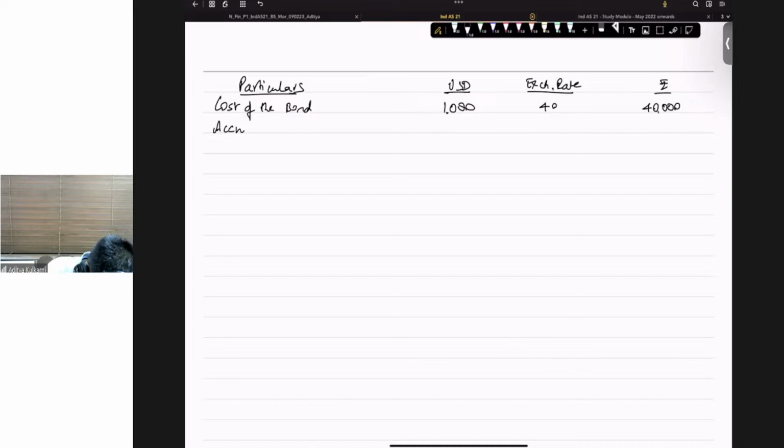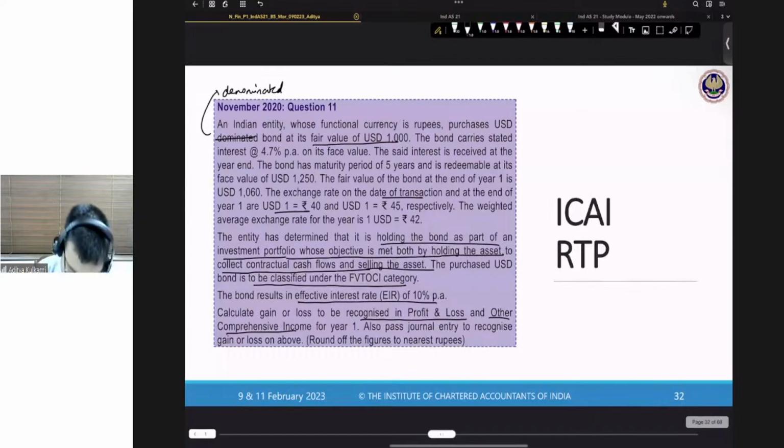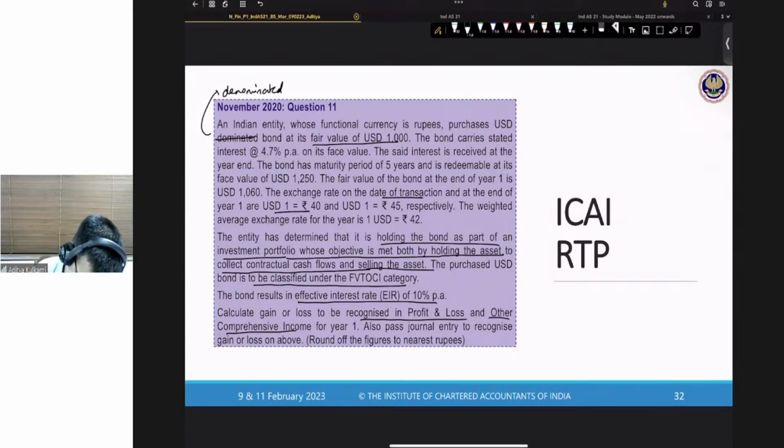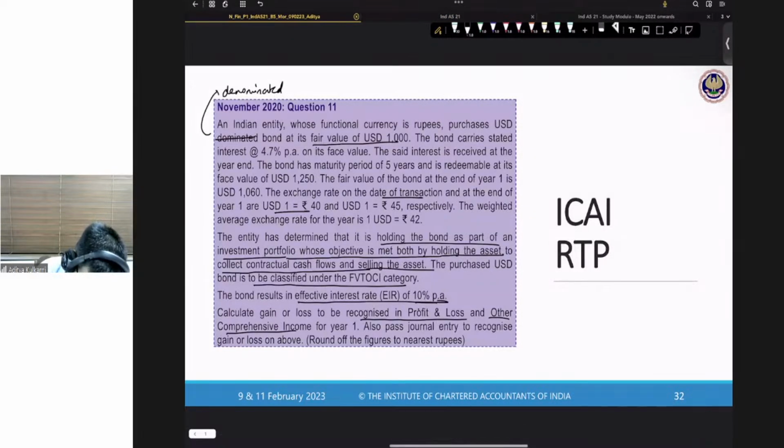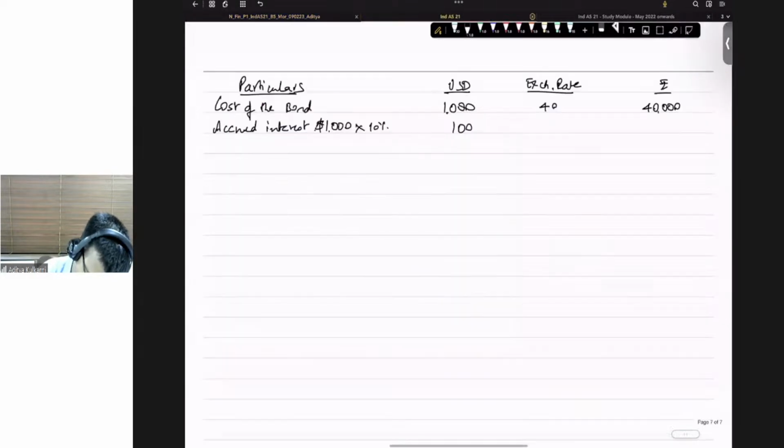Accrued interest: USD 1,000 into, as I told you, recorded based on the foreign currency. What is the effective rate of interest? Effective rate of interest is 10%. So into 10% this gives you 100. Interest accrues throughout the year, so we take the average rate 42. So 4,200.